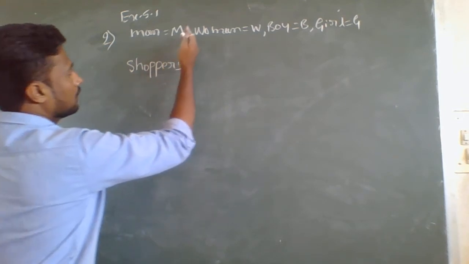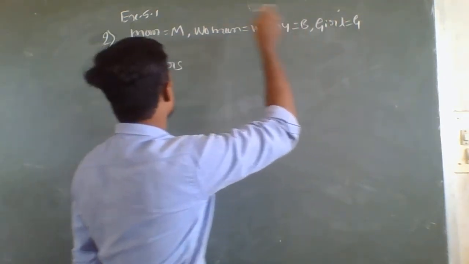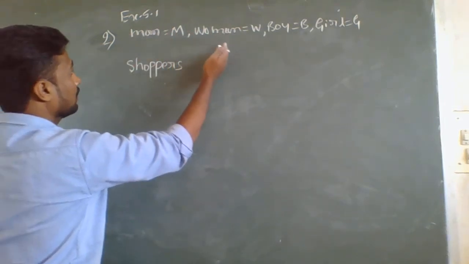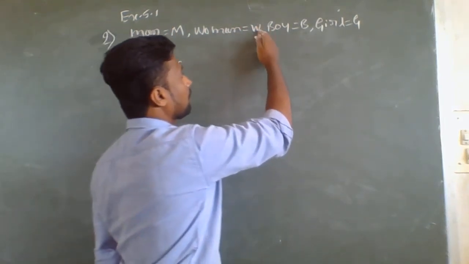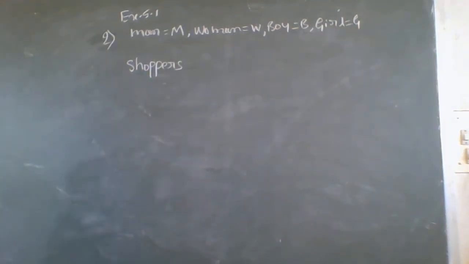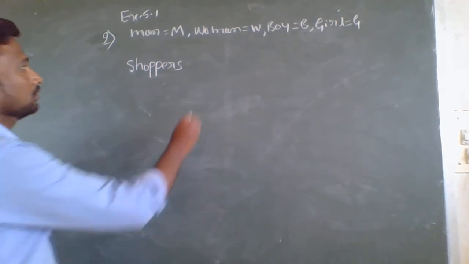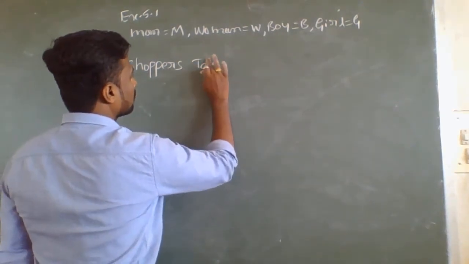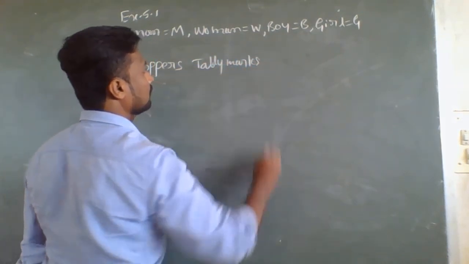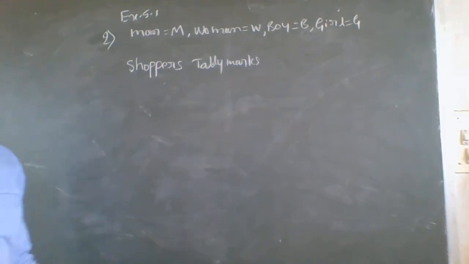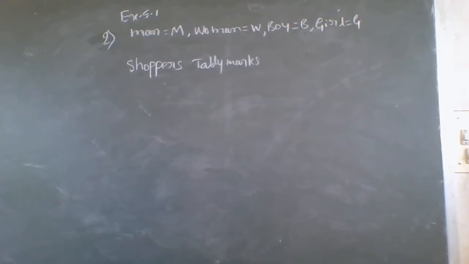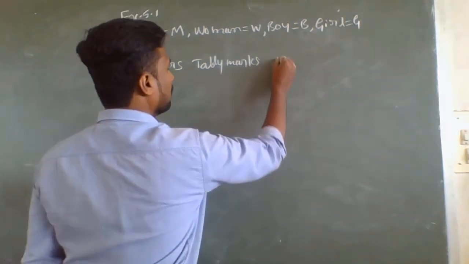Shoppers are represented by M, W, B, G. If they are a man, it will be represented by M, woman by W, like that, and B and G. So shoppers is the first column. The second one is tally marks. The next is frequency, or number. Here I write frequency.